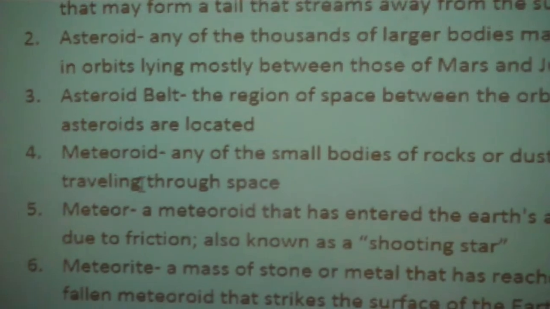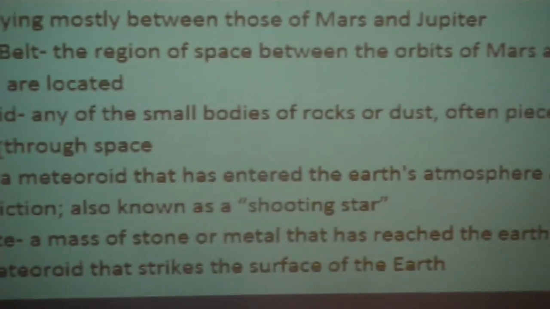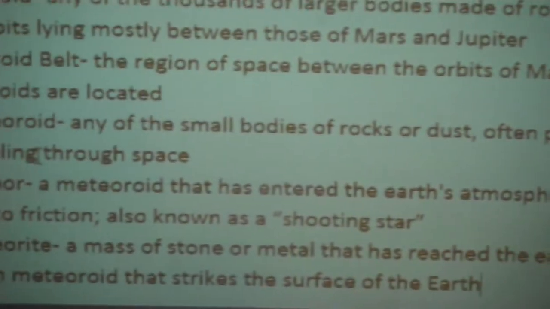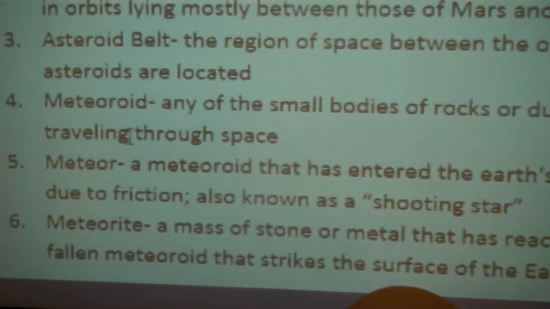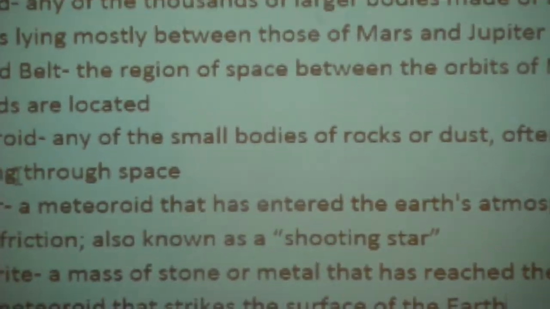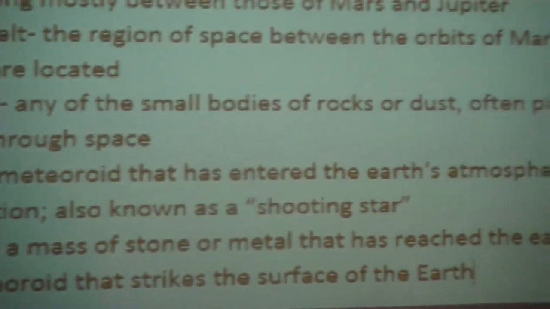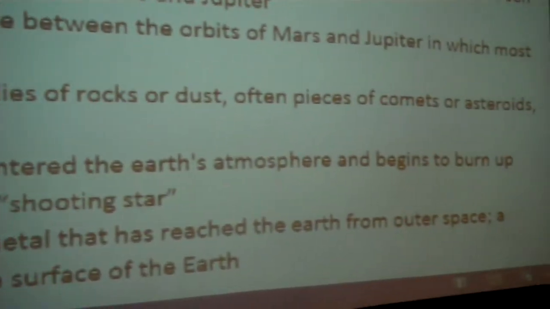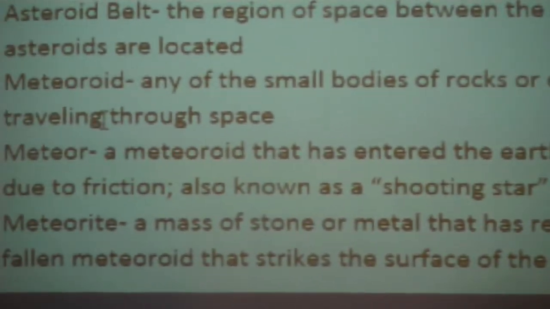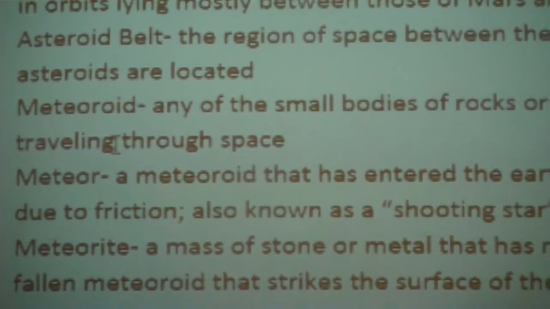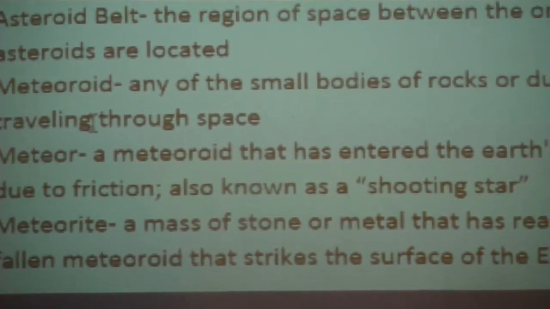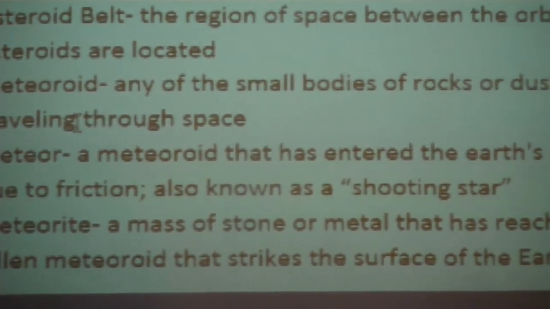Then number 6, a meteorite is a mass of stone or metal that has reached the Earth from outer space. A meteoroid, or a fallen meteoroid, that strikes the surface of the Earth. So remember, this is the meteor that comes through our atmosphere, makes it through because it doesn't all burn up, and actually strikes the Earth and leaves a crater, or it can strike the moon and leave a crater on the moon.